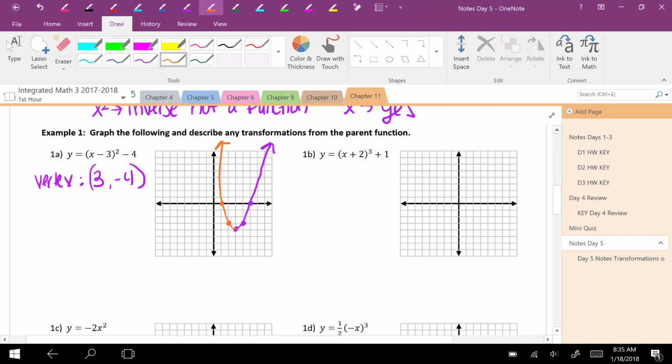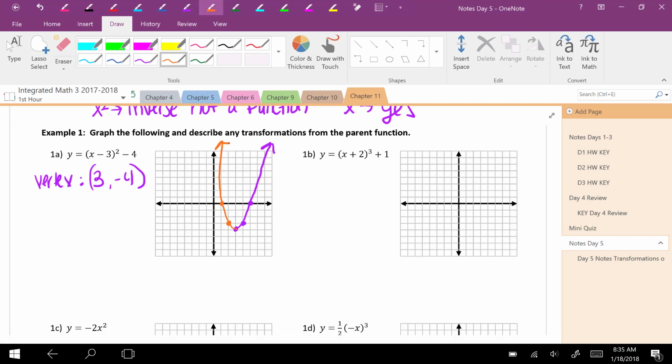If you ever get stuck and you forget the pattern, you're more than welcome, like I said, to start putting some points in here. But I highly recommend at least plotting your vertex first, because the vertex is going to be key. You're going to have to be able to get points on the right of it and on the left of it, to make sure that you're graphing that correctly. Okay, do you have questions on that one?